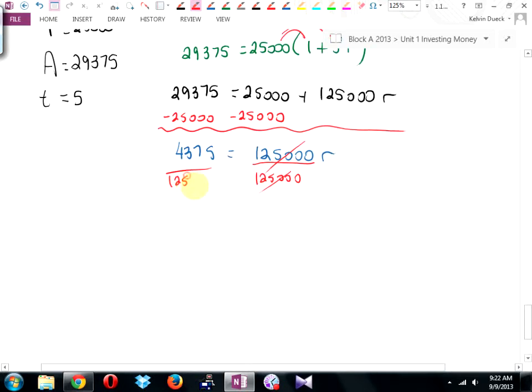Divide by 125,000. And you know, there's a kind of an error check here. We're finding an interest rate, which I'm expecting to be a decimal that I'm going to change into a percent. And this looks like it's going to give me a decimal because I have a smaller number divided by a bigger number. So I'm pretty sure I'm on the right track here. What is 4375 divided by 125,000? 0.035? Which as a percentage would be 3.5%.